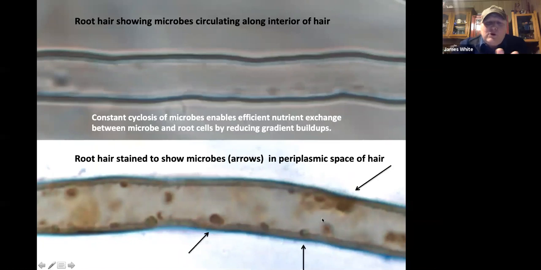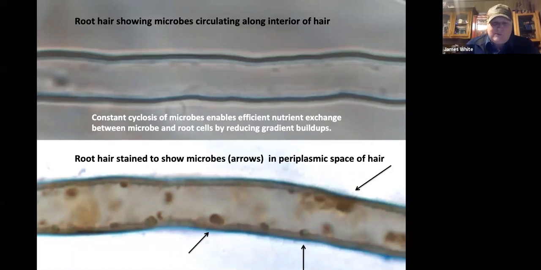We think that's important because what that does is actually break down concentration gradients so that nutrients can go very rapidly between the microbe and the plant, or in some cases the other way, because the plant is feeding these microbes with carbohydrate. It is keeping them going with carbohydrate, but many other nutrients are being extracted from them.